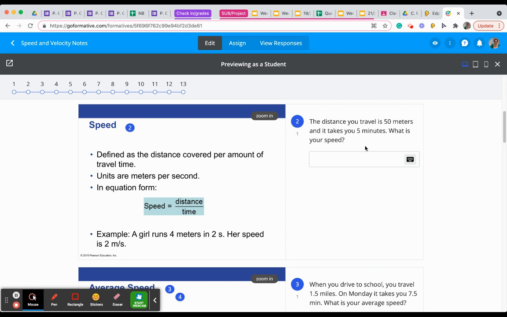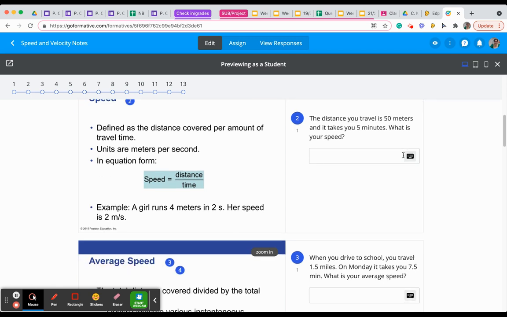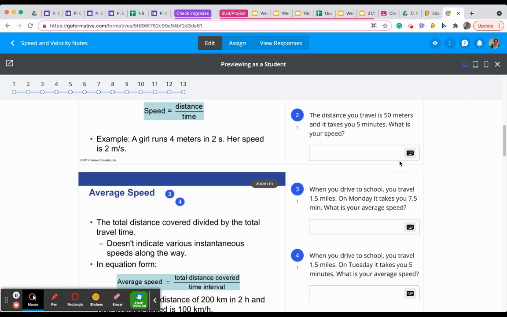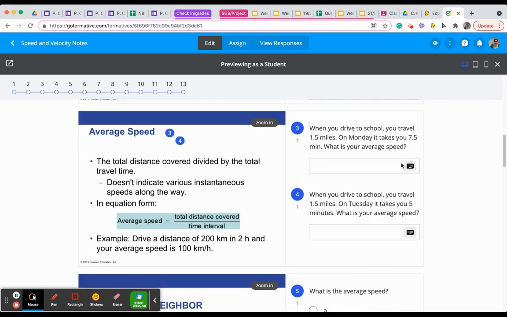So over here I have another example for you to try. The distance you travel is 50 meters. It takes you 5 minutes. What is your speed? You can leave the unit of time in minutes. You don't have to change it to seconds. Minutes is fine. So what would be the speed in meters per minute? What would be that answer? So we're going to take a moment to solve that problem and put it in the box.